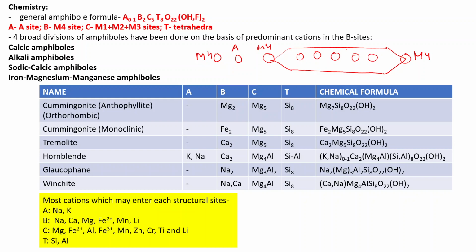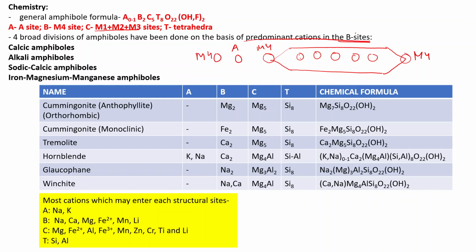Now the A site is this, and B is M4. So A0 to 1, A may or may not have some cation. B will be 2, that is the M4 will have 2. C5, so C is M1, M2, M3. You can count 1, 2, 3, 4, and 5. And then T is the tetrahedra. So we have 8 of those, which will be silicon or aluminum, followed by 22 oxygen and (OH,F)2.